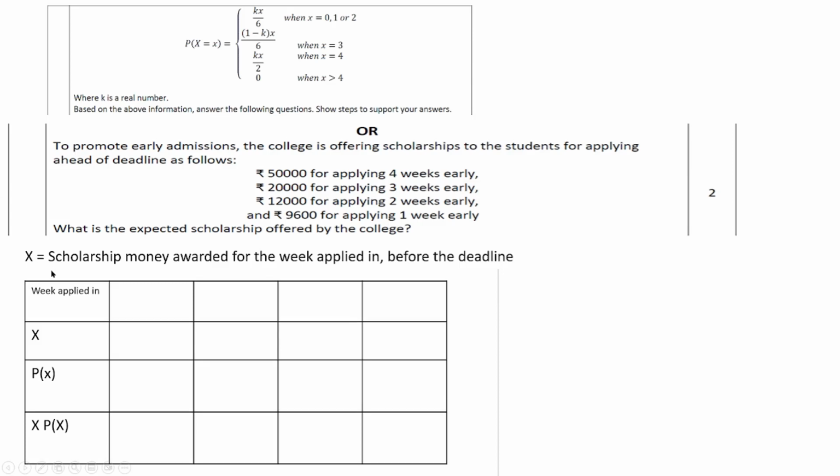So here let x be the scholarship money awarded for the week applied before the deadline. So the various values which x can take are 9,600 if applied 1 week early, then 12,000 if applied 2 weeks early, 20,000 if applied 3 weeks early, and 50,000 if applied 4 weeks early. So the probabilities for the various weeks applied ahead, the probabilities that we just now found, are 1 by 24, then 1 by 12, then 3 by 8 and half. So here this is xi and this is pi.